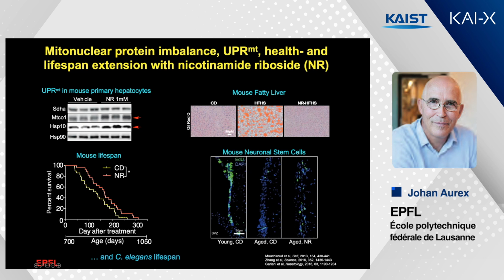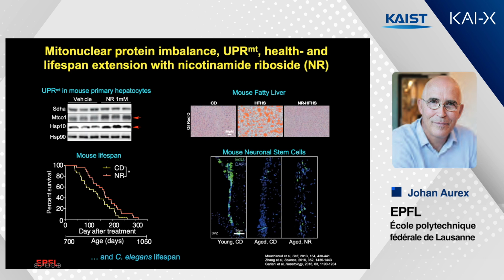And the same is again happening in the nervous system. If you look at neuronal stem cells, here stained with EdU, you see that actually they stain a lot in young animals. They disappear in aged animals, but if you treat these aged animals with NR, you see them coming back.